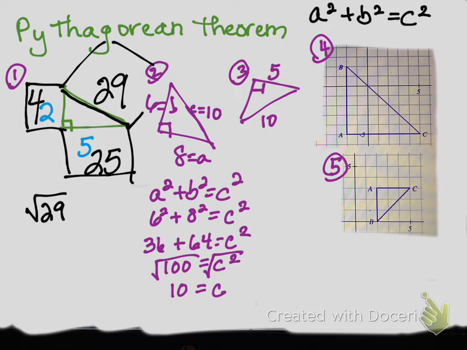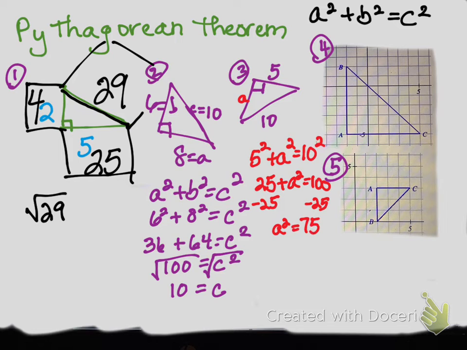But in most cases, when you do the Pythagorean theorem, you're not going to get a whole number. So in example 3, you're looking for a short side. You're looking for A or B. And so we're going to do 5 squared plus A squared equals 10 squared. But this time we're looking for one of the shorter sides. So we get 25 plus A squared equals 100. Subtract 25 from both sides. We get A squared equals 75. We want to square root both sides, and so we'll get A is the square root of 75.